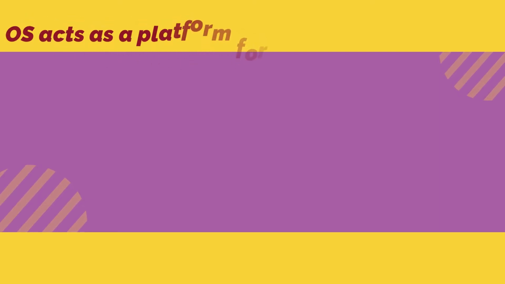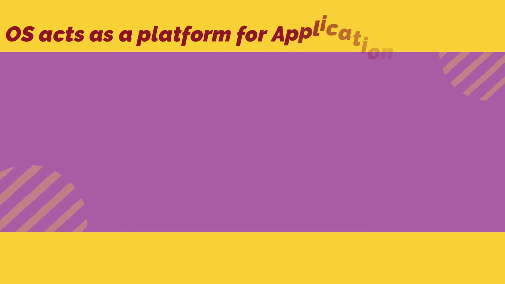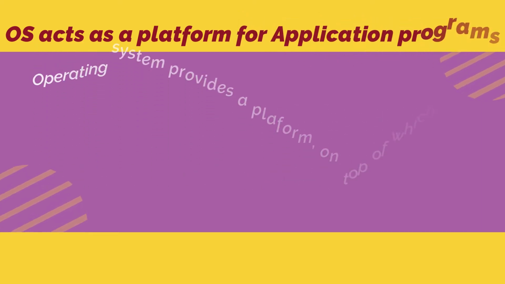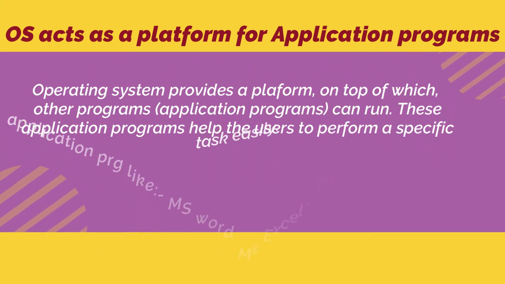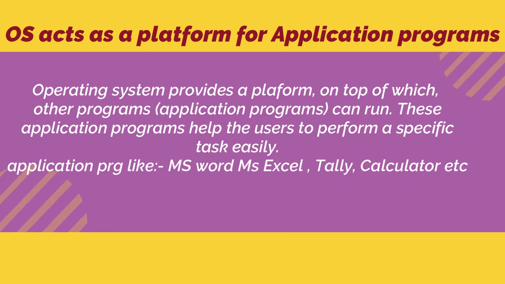So now I will be discussing why an operating system acts as a platform for application programs. See, the operating system provides a platform on top of which other programs can run. These application programs help the user to perform specific tasks easily. Some examples of application programs are MS Word, Excel, PowerPoint, Tally, whatever software that we require for doing specific tasks is called application software.